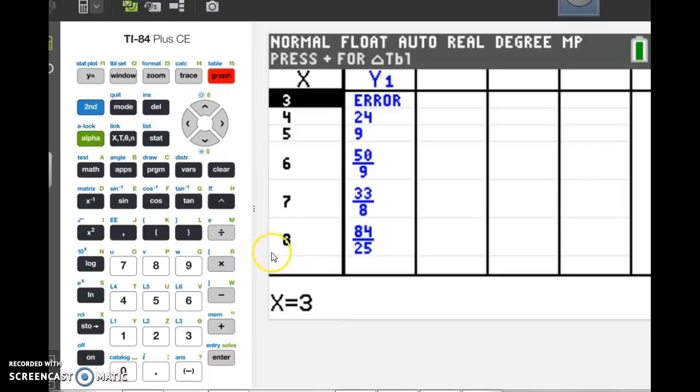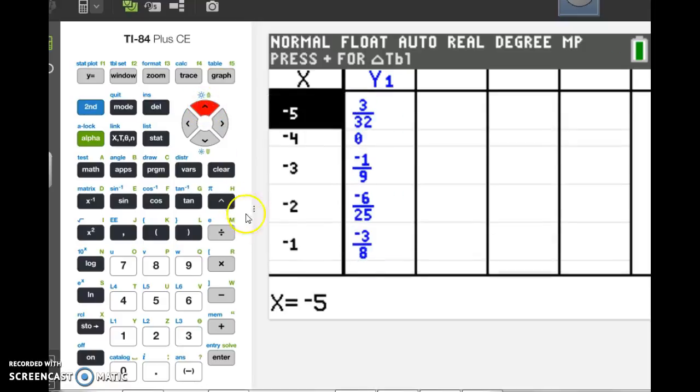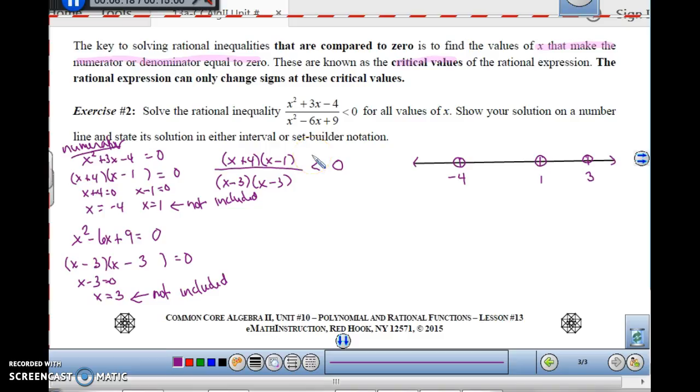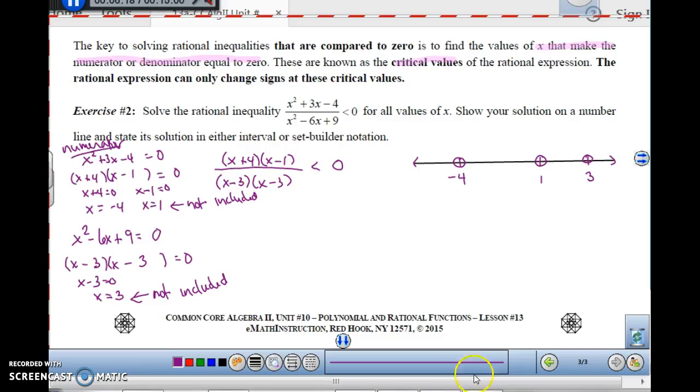All right, so looking at my critical values, I got to go back to -4. So here's -4, there's my 0. If I look at the values that are less than -4, because I'm looking at this area right here, I can see that they are positive. These are fractions that are positive fractions. So this area is going to be positive.